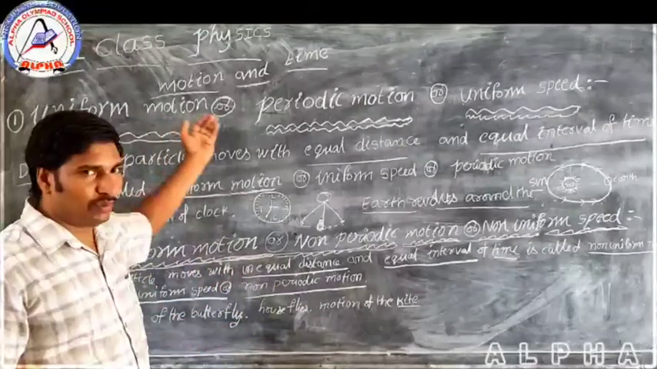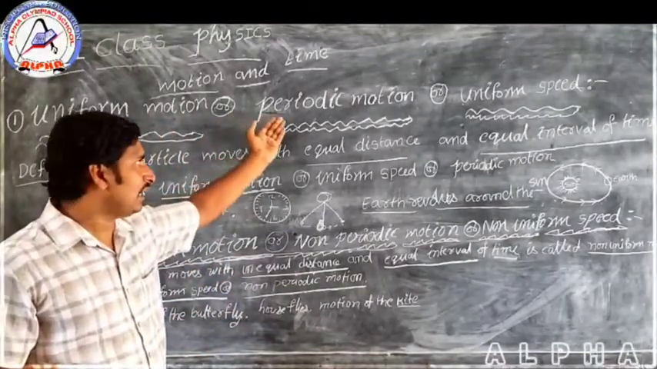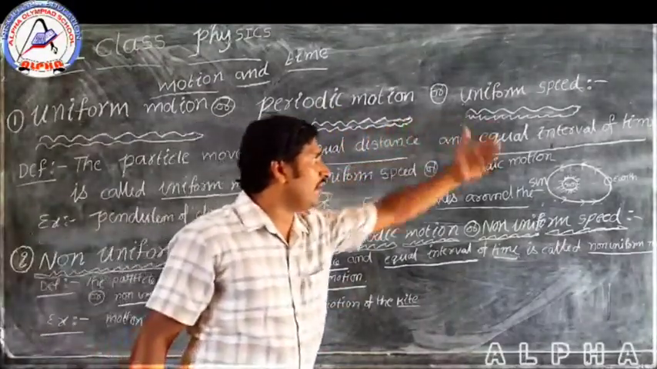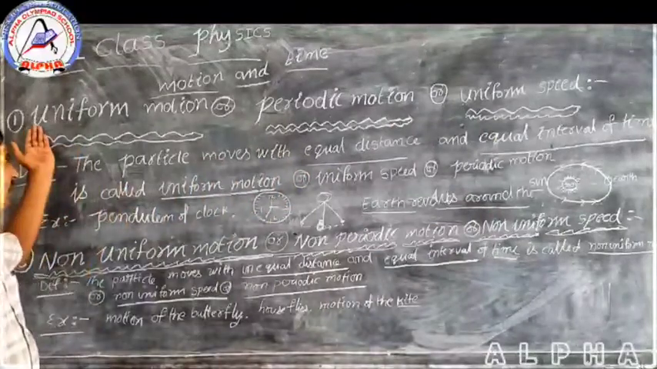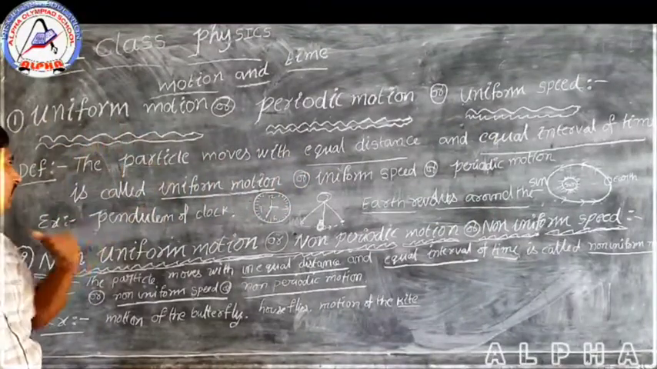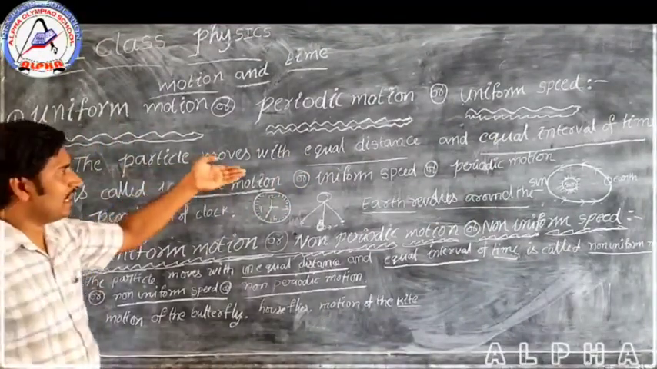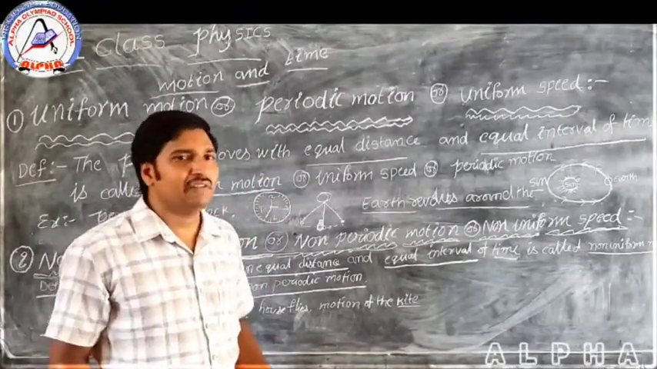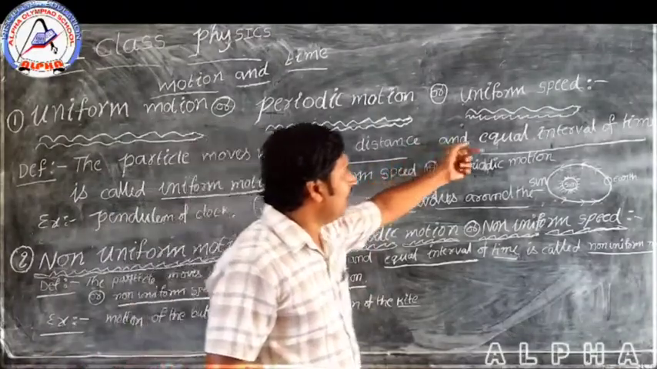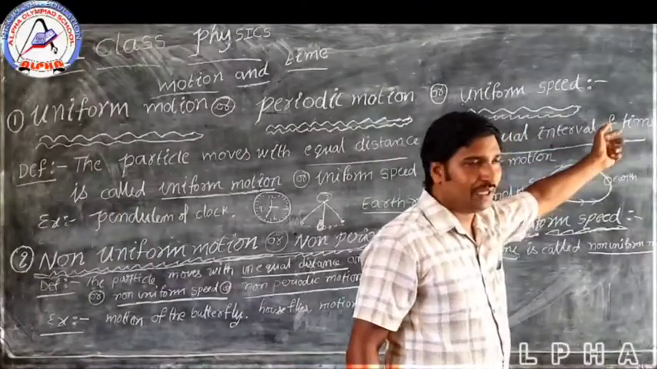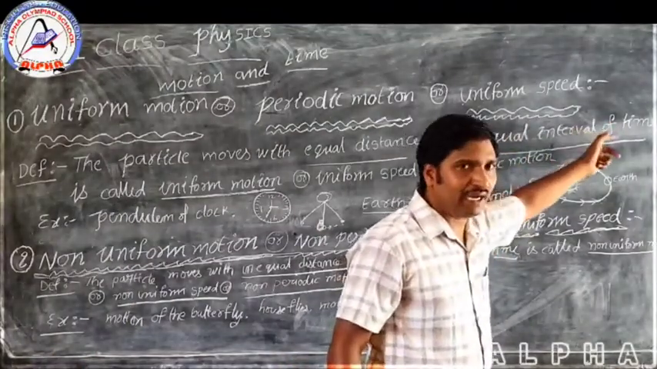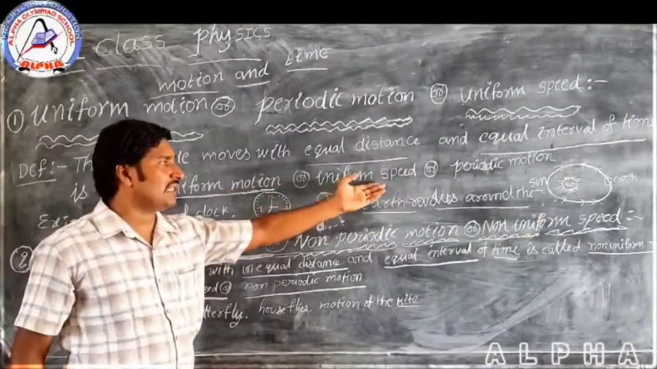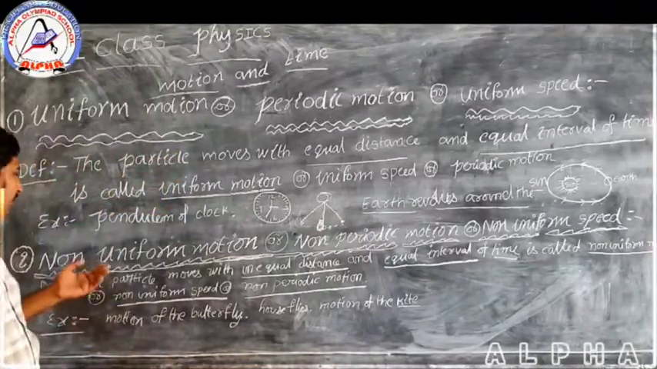What are uniform motions? Uniform motion, another name is periodic motion. The periodic motion is nothing but uniform motion. What is meant by uniform motion or periodic motion? The particles move with equal distance and equal intervals of time. Equal distance in equal intervals of time is called uniform motion or uniform speed periodic motion.